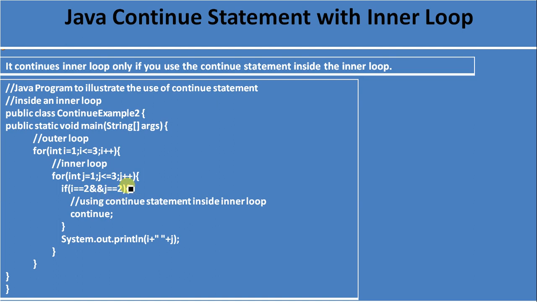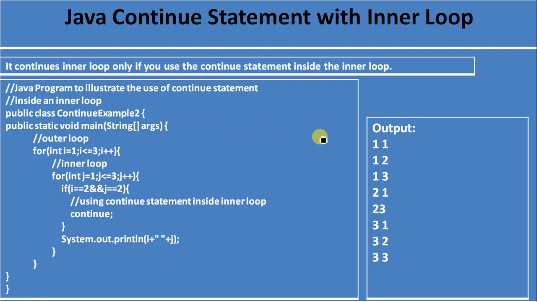So the output of this program is, it will print the values of i and j, but it will not print when the value of i is 2 and the value of j is 2. At this point the values would be 2 and 2, but it will not print this one because we are using the continue statement on the condition of i equal to 2 and j equal to 2. So let me show you on the Eclipse IDE.